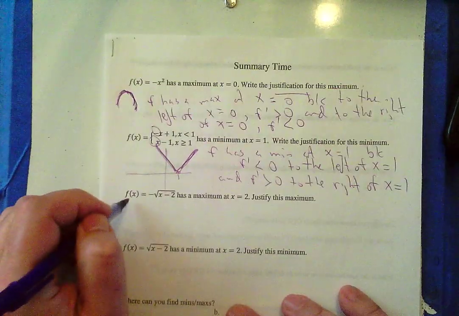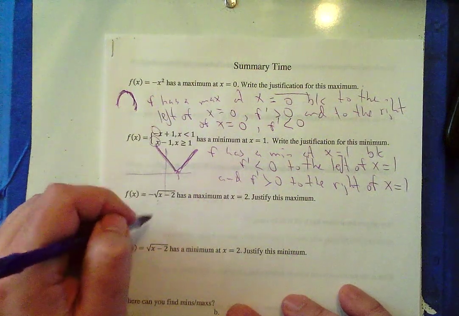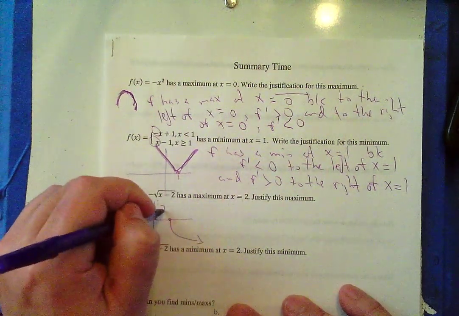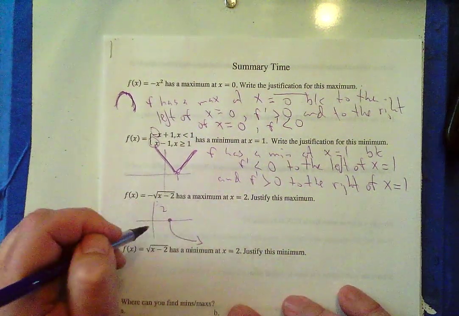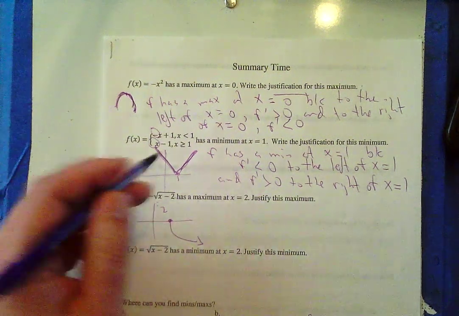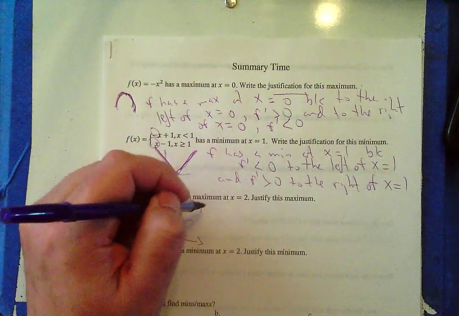Okay, f of x is this function, has a maximum at 2. I'm going to graph this function. Thank goodness I know about my transformations. I shifted right and flipped upside down. And surely I have a maximum there, and that's a left endpoint. So this is the left endpoint max justification.